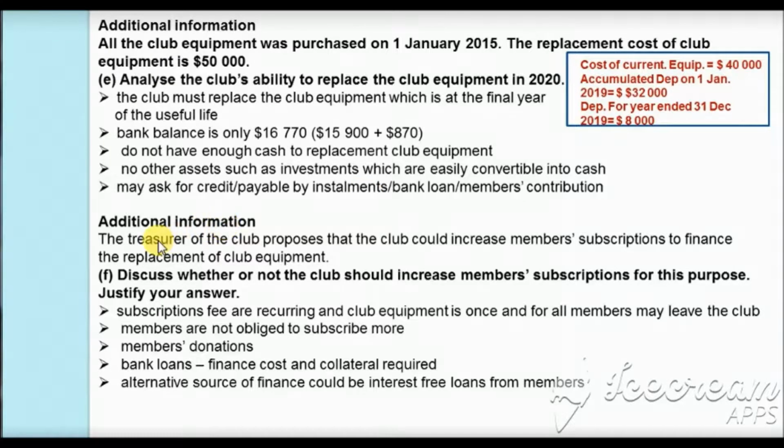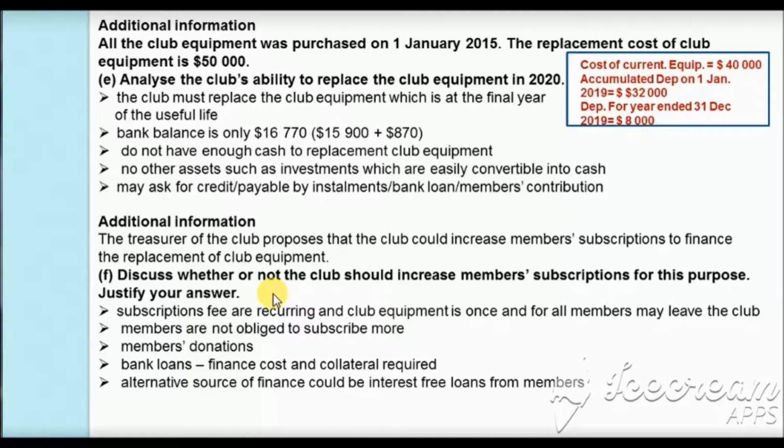Furthermore, we have additional information which says that the treasurer of the club proposed that the club could increase the member subscription fees to finance the replacement of the club equipment. In part F of the question, we are asked to discuss whether or not the club should increase the member subscription for this purpose, and we have to justify our answer. Your answer should be based on your point of view.